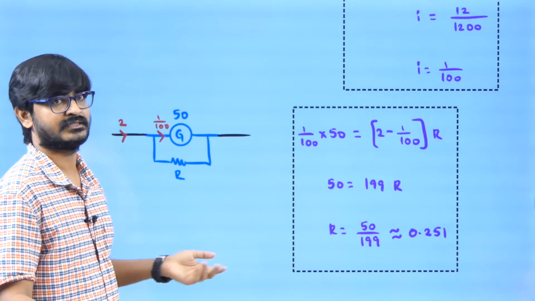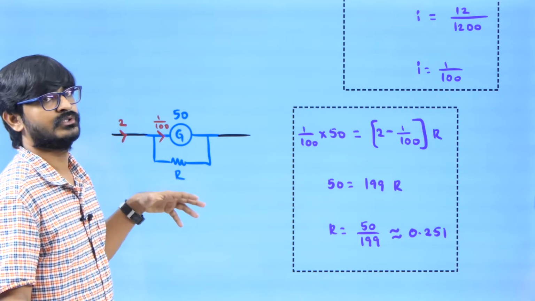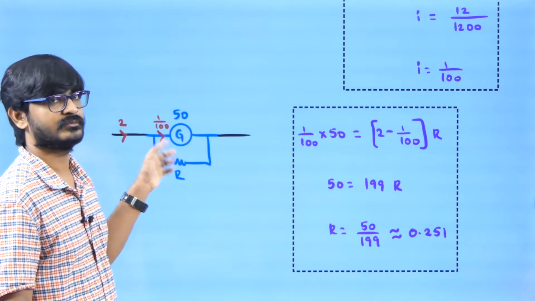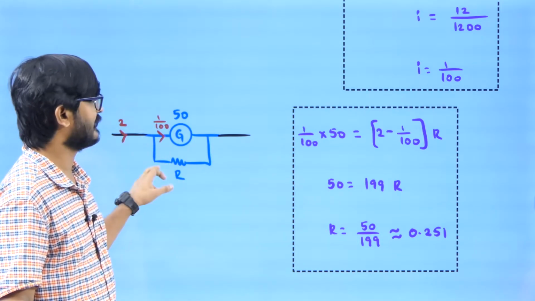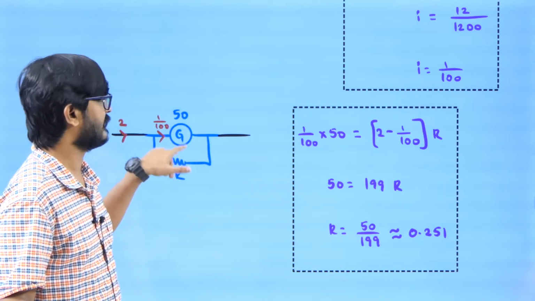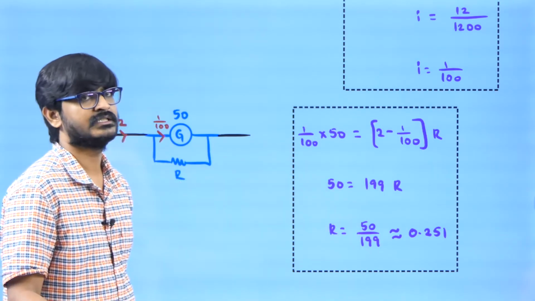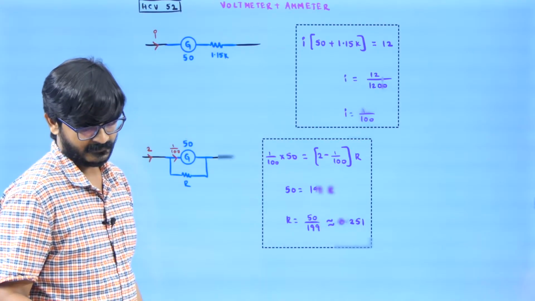If you send more than that, there is a chance of spoiling it, right? So now, if you want to measure 2 ampere, you need to make sure 1 by 100 will be going into the galvanometer so that it will show maximum deflection. If this is 1 by 100, then the remaining will be 2 minus 1 by 100. These two are in parallel, so I into R equals I into R. From there we will get the value of resistance, 0.251, which is small, which you already know.